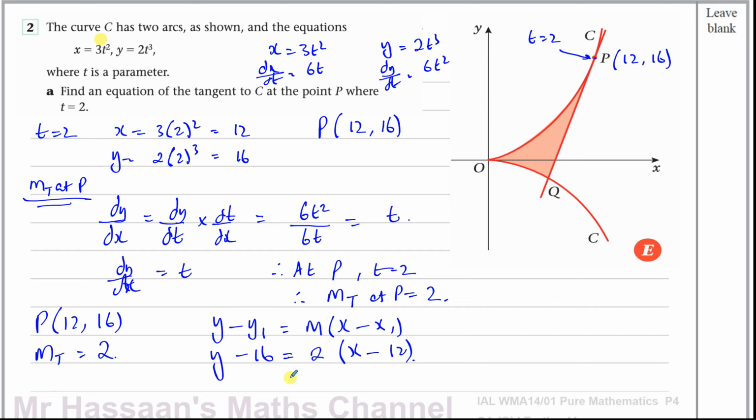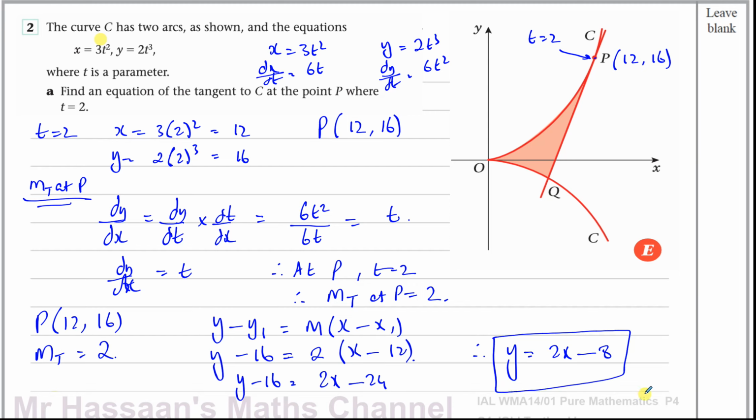2 times x minus 12. So you have y minus 16 equals 2x minus 24. Therefore, you can say y equals 2x minus 24 plus 16, which is 8, minus 8, so negative 8. So y equals 2x minus 8. That is an equation of the tangent to C at the point P where t equals 2.